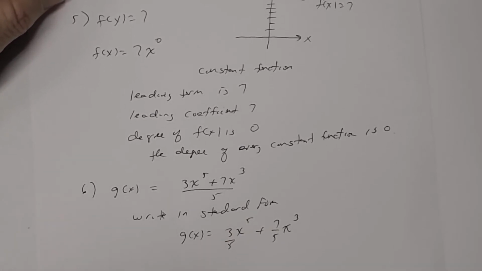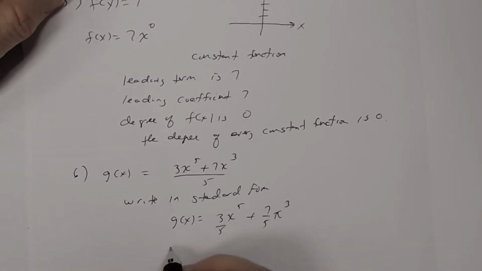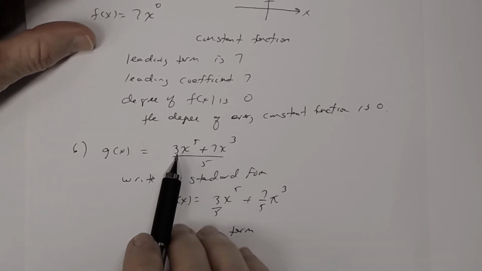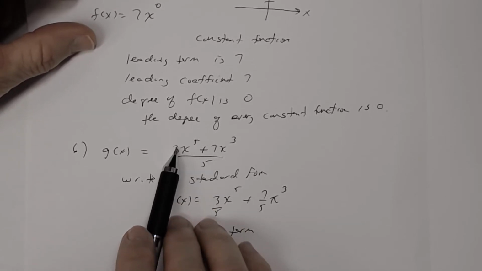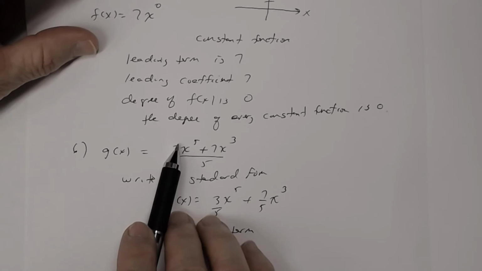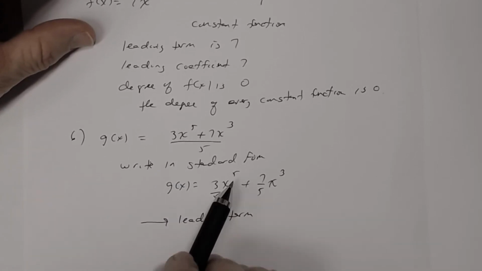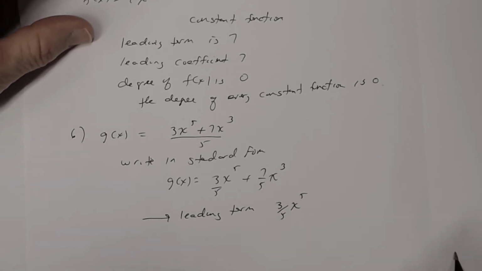That's standard form. Now here's why it was important. It was important you put it in standard form for this reason. What if I asked you to tell me what the leading term is? Some of you would have said this: the leading term is 3x to the 5th. That's not true. The leading term is not 3x to the 5th. It's 3x to the 5th divided by what? 5. So the leading term is 3/5 x to the 5th.